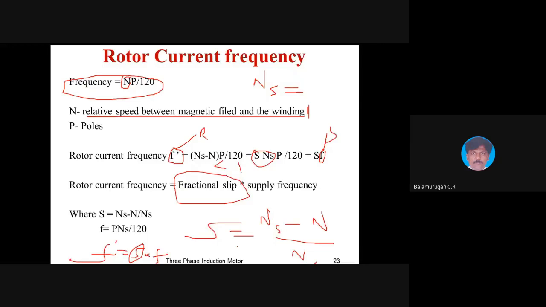So we discussed the introduction to induction motor and what are the types of induction motor. In that, what is the squirrel cage induction motor, what is the slip ring induction motor, what is the difference between squirrel cage and slip ring induction motor. What is meant by slip, what is meant by slip speed, what is meant by rotor current frequency. So these are the areas we covered. In this, are you having any doubt?